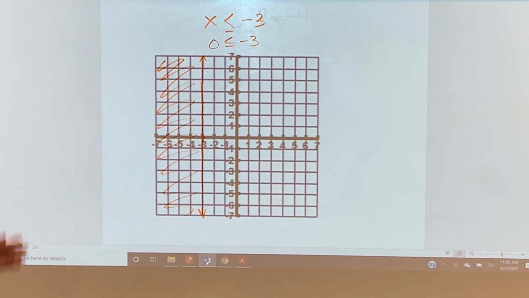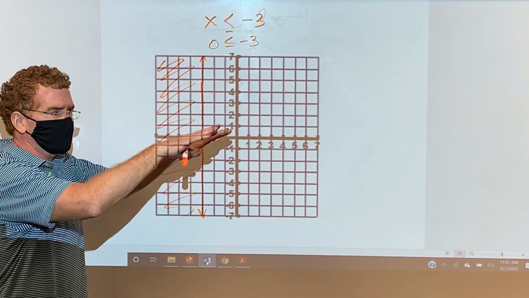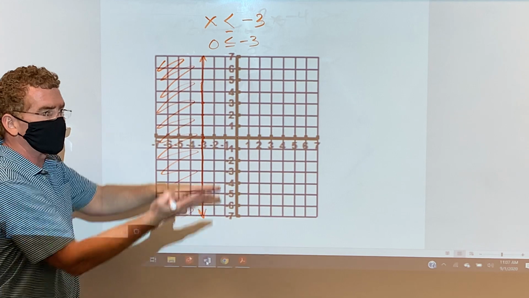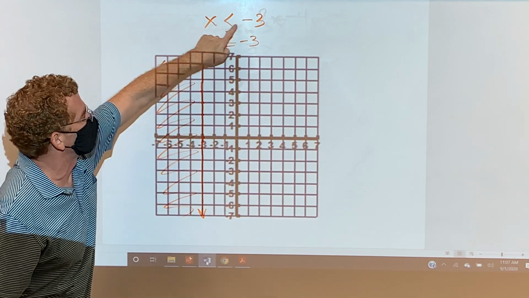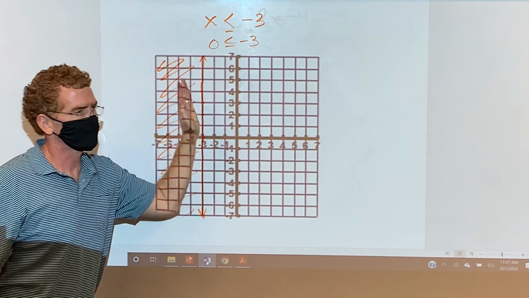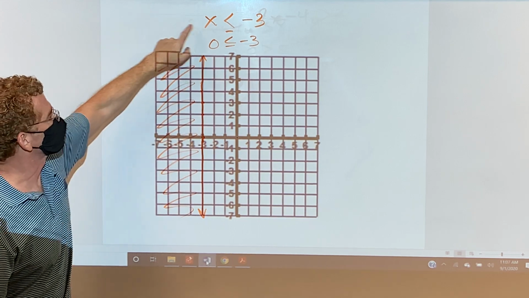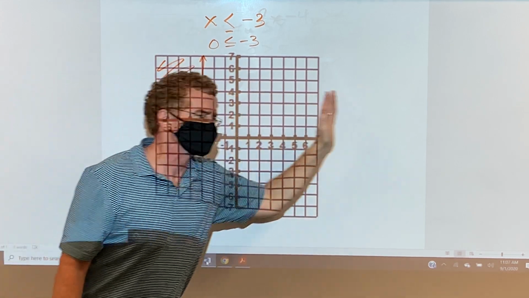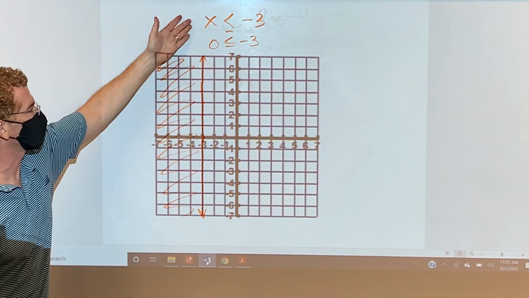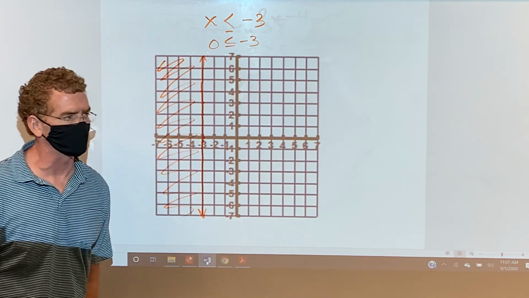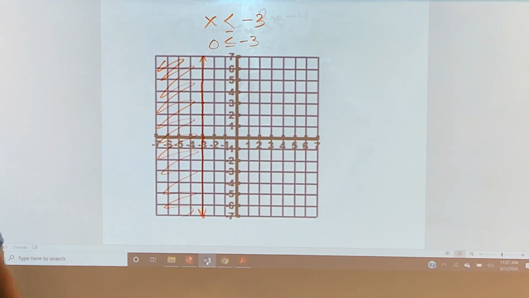Now I can't solve this for y, can I? But I have x by itself. So y, we said when y was smaller, we shaded down. Y is bigger, up. When x is smaller, we shade what? Left. And when x is bigger, we shade right. So you can still think that way in terms of the shading and not plug points in, if you think about left and right.